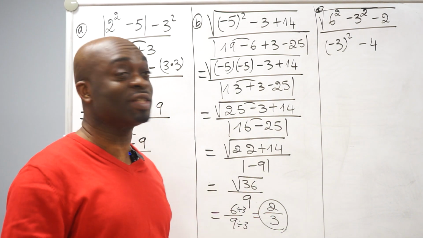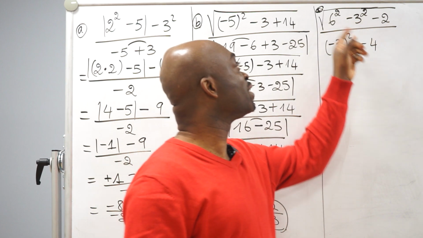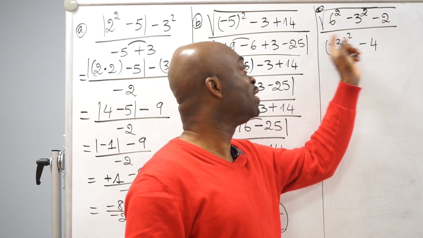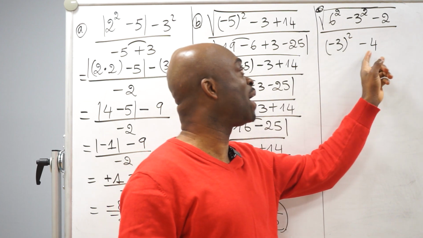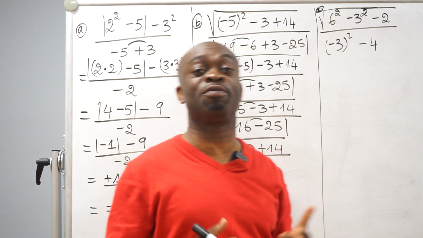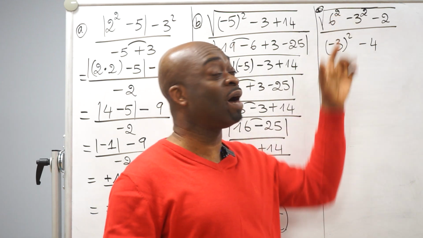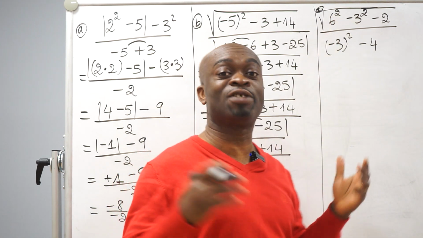So let's go for question C. We have square root of 6 to the second power minus 3 to the second power minus 2 divided by -3 to the second power minus 4. So we have square root here, the radical that we're dealing with. We also have powers in there to deal with. Okay, so let's go for it.